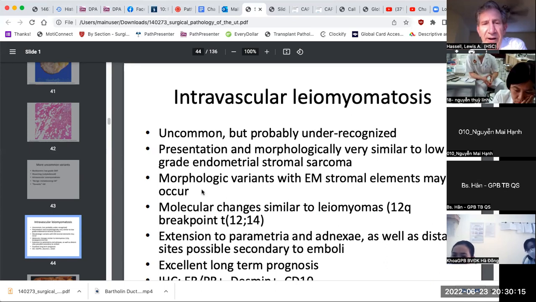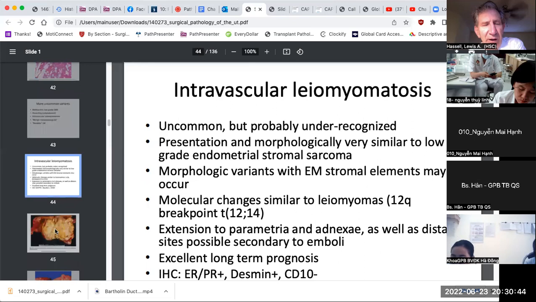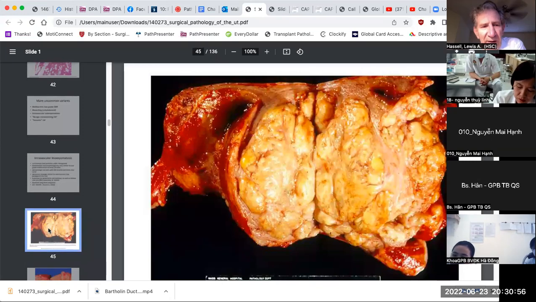And it also is true that there are variants where there may be endometrial-like stromal elements present, or even glandular elements. But molecularly, these resemble leiomyomas. They tend to extend in a worm-like fashion to the adnexa and parametria, and may occasionally also have a cotyledon-like appearance. So what does that look like? Well, let's just take a look here. So here's an example of one that has extended into the parametria, and it's got little buds and so forth tracking through the vessels.